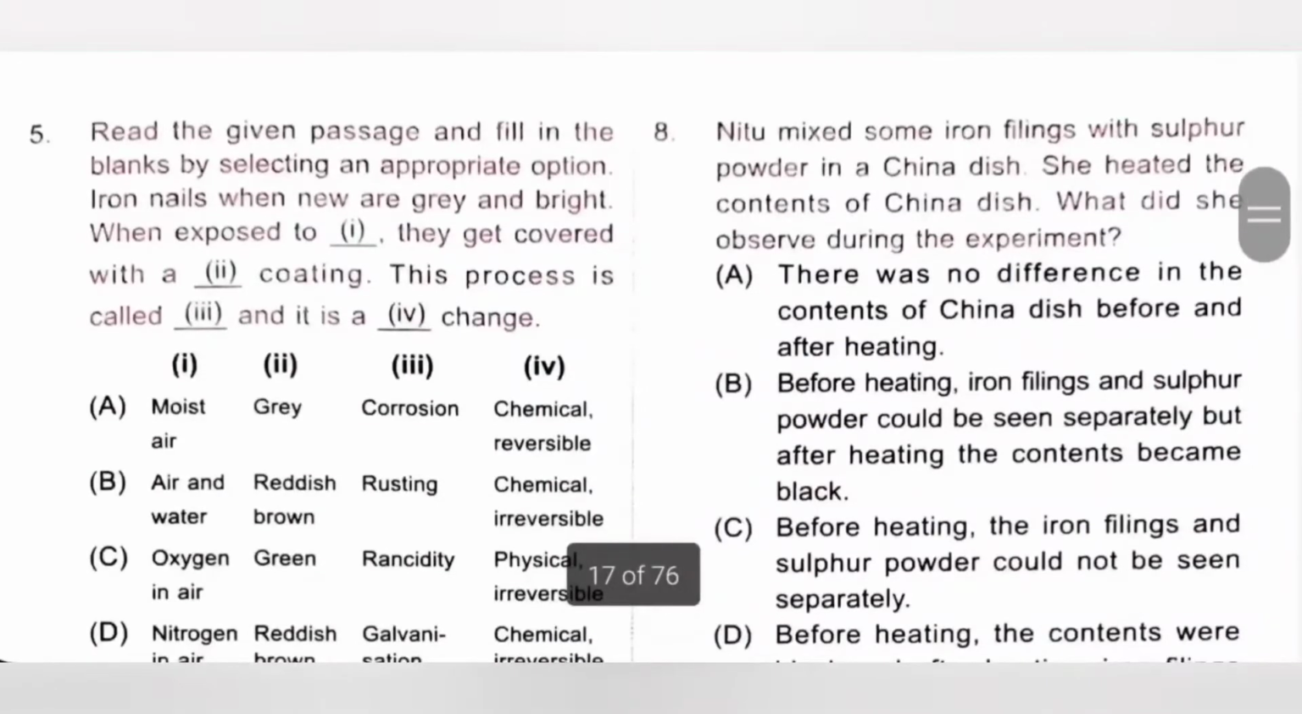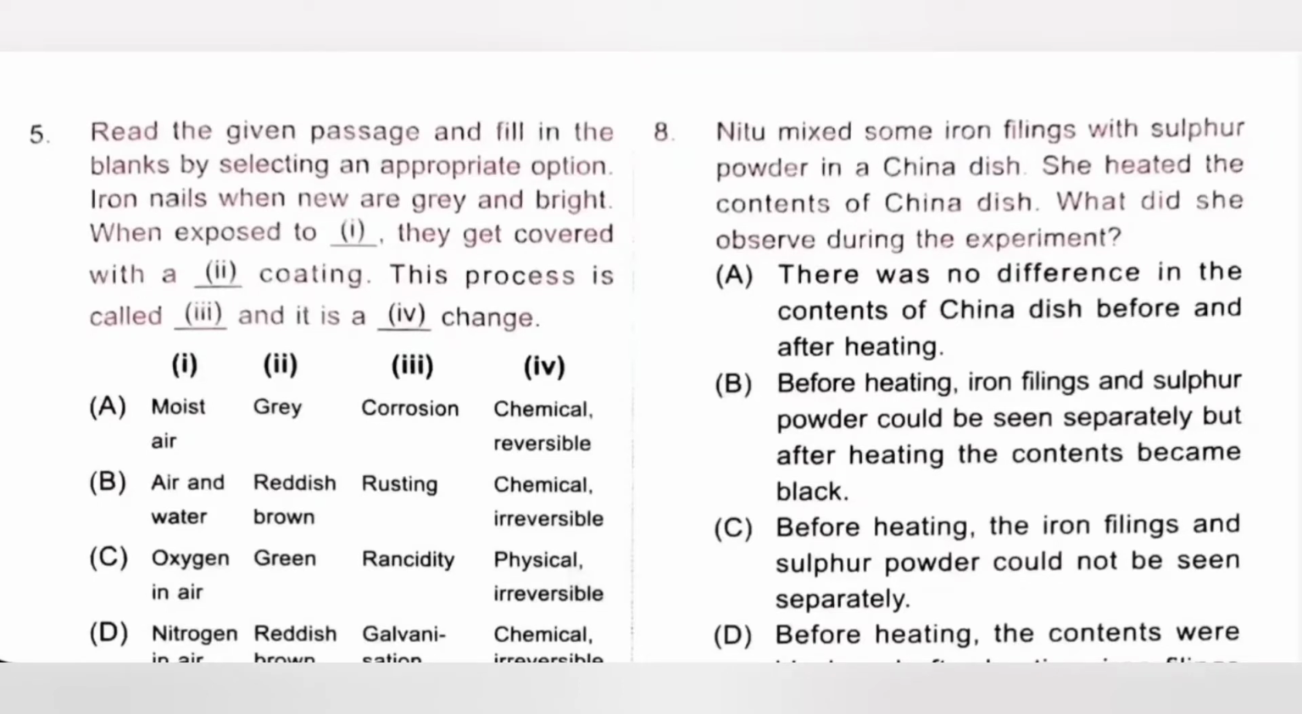Fifth one. Read the given passage and fill in the blanks by selecting an appropriate option. Iron nails, when new, are gray and bright. When exposed to dash, they get covered with a dash coating. This process is called dash and it is a dash change.